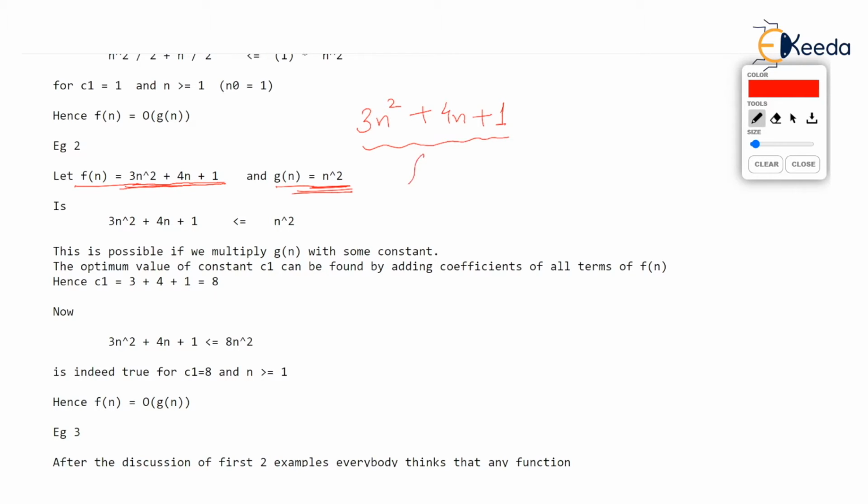And somebody asks us, is this f(n) always less than or equal to g(n)? And g(n) given in the question is n square. This is g(n). Is this really true? Can 3n square plus 4n plus 1 be less than or equal to n square? Never. How can it be? On the left hand side we have 3n square, and on the right hand side we have only n square. Then a beginner would surely say, absolutely not. This cannot be true. f(n) will be greater than n square, in fact, because the left hand side contains the term 3n square.